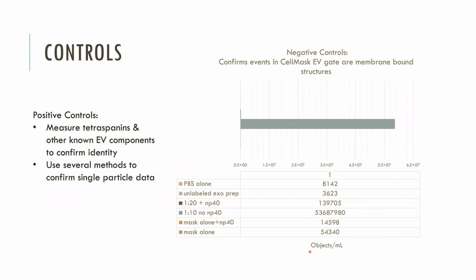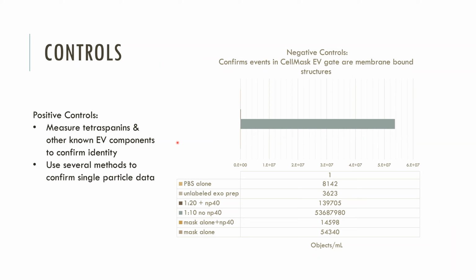So you've run all your negative controls, and now you want to see what this data looks like. This is what a clean data set would look like. You've got all of your controls: your PBS by itself, your unlabeled EVs, your detergent control here, your 1 to 10 EV prep here, and then your CellMask alone with detergent and your CellMask alone without detergent. And you can see that when we plot this on a log scale, we get essentially nothing in any of the samples other than our labeled EVs here, which have 50 million events or objects per mil.